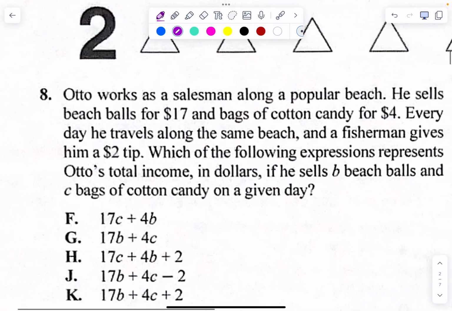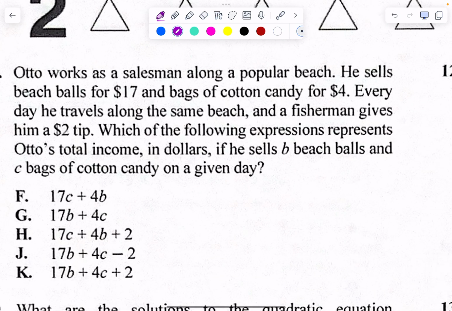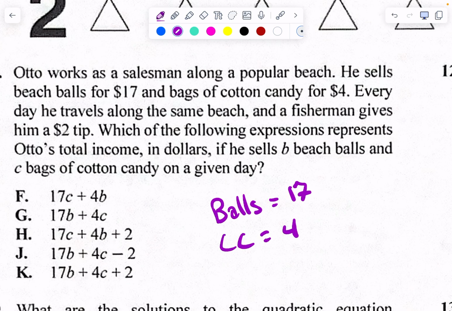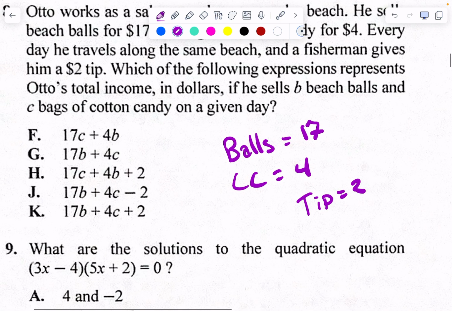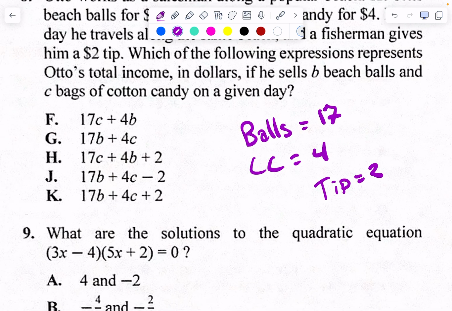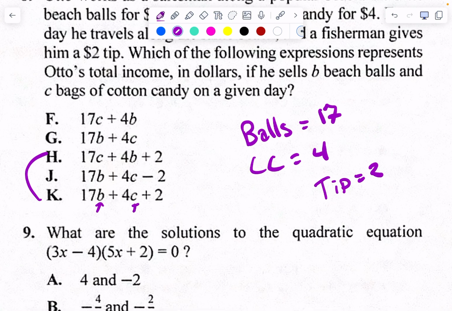All right. 8. Otto works as a salesman along a popular beach. He sells beach balls for 17 and bags of cotton candy for 4. Every day he travels along the same beach and a fisherman gives him a $2 tip. Which of the following expressions represents Otto's total income in dollars if he sells B beach balls and C cotton candy on a given day? Which one? Is it K? K and H look the same. Well, which is which? B and C are switched around. 17 for the beach balls, 4 for the cotton candy, so it's got to be K.